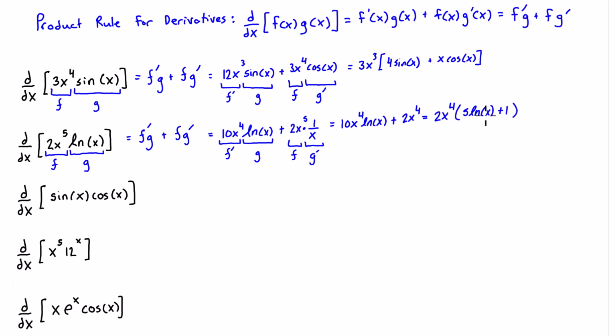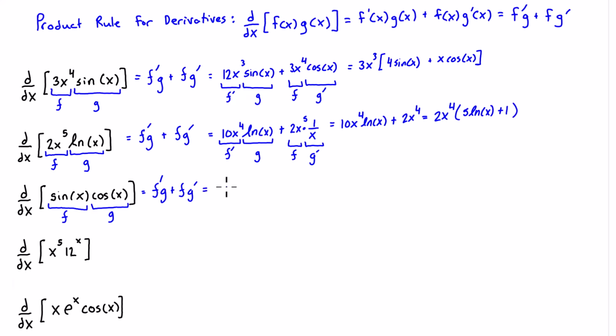All right, let's move on to the next one here. So we have sine of x and cos of x multiplied together. We want the derivative of that whole function. So again, we're going to identify this here as f, and we're going to identify this here as g. And we're going to apply the exact same formula here. So the derivative of the whole thing is going to be f prime g plus f g prime.